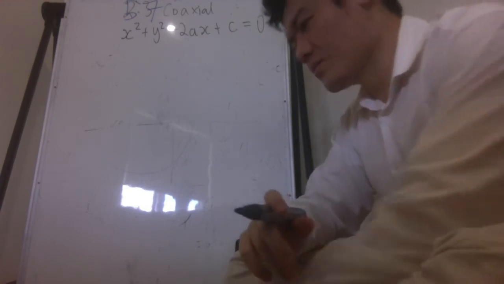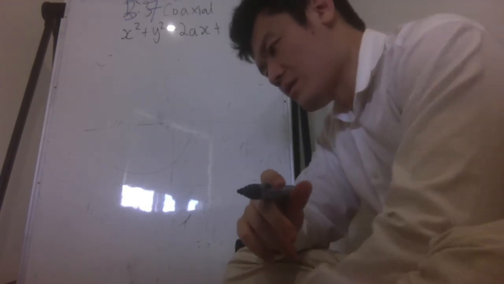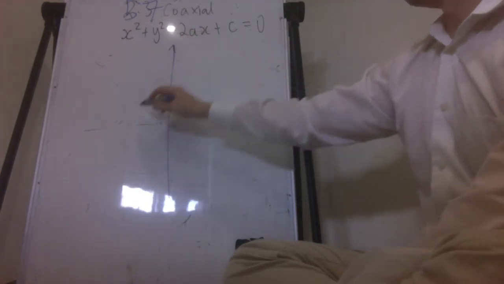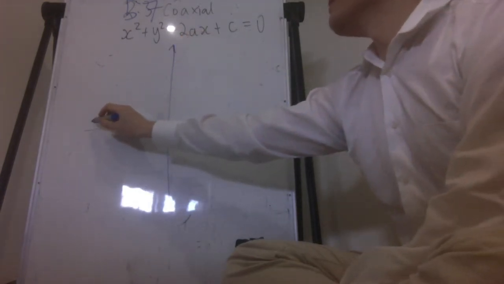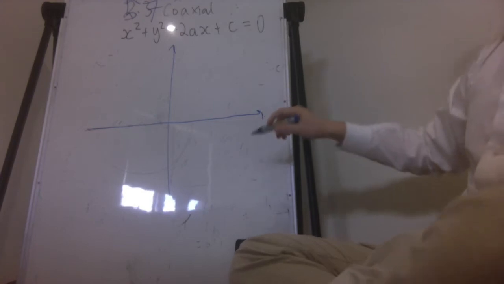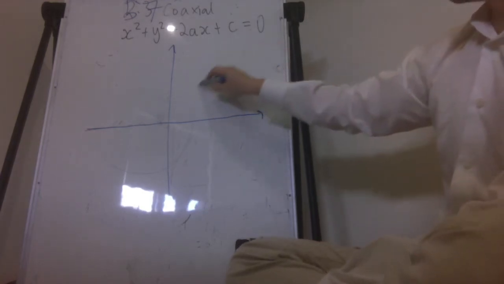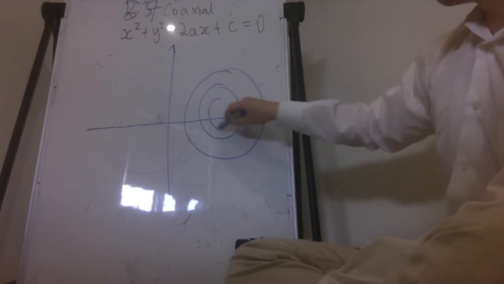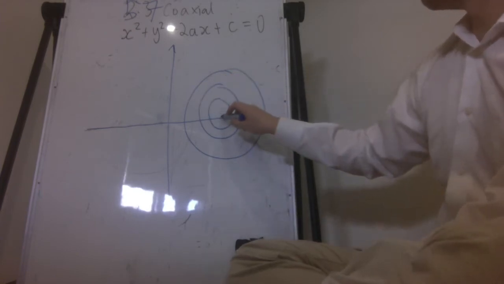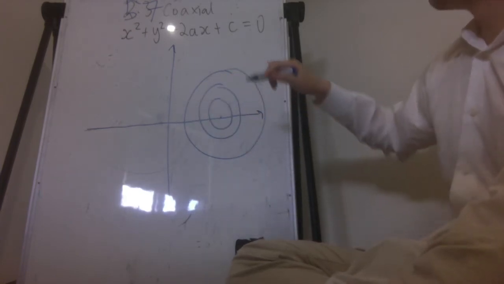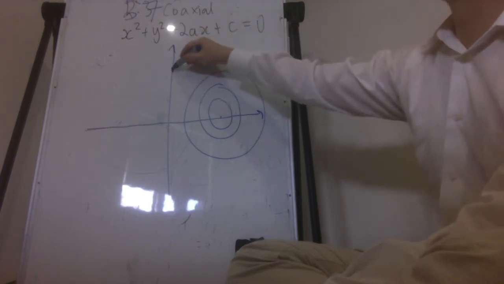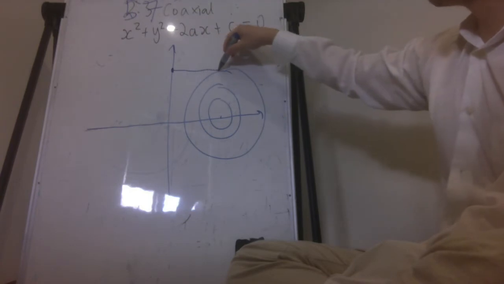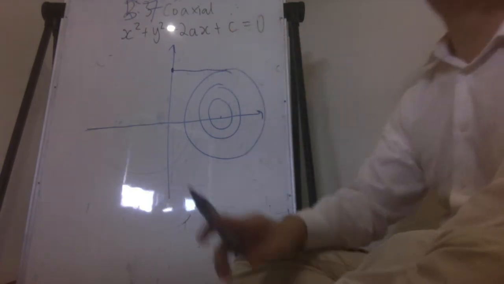So what it says in the book, let's just go with it and see. The book says the same thing. So you have the coaxial circles we had before, right? They all have their centers on this line. And you take a point here, and you draw a tangent to the circle.